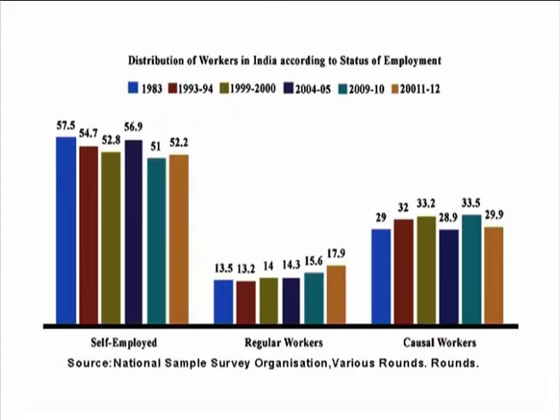On the other hand, of the rest of the half of the workforce which is employed as hired workers, about 18% are regular workers and 30% are casual workers. Thus, although the proportion of regular workers has been increasing continuously since 1983, still a relatively greater proportion of the hired workers is working as casual workers.